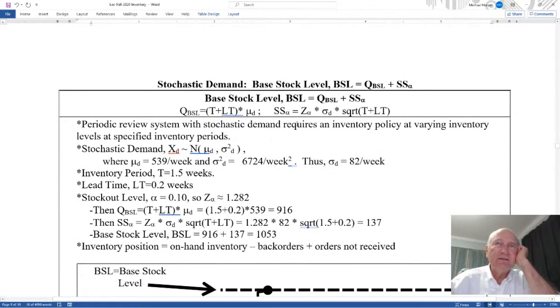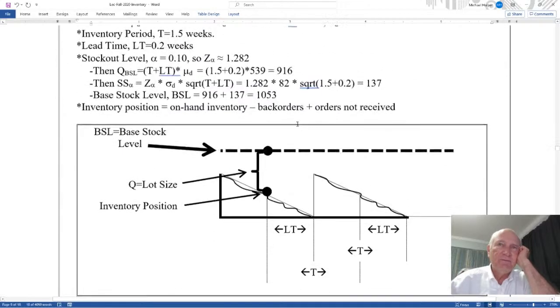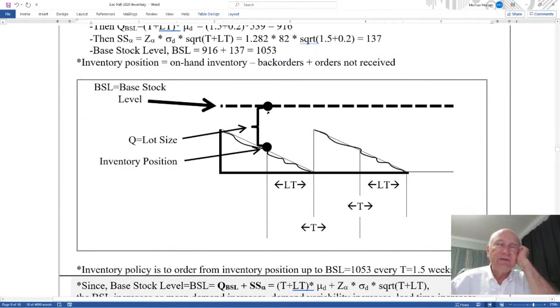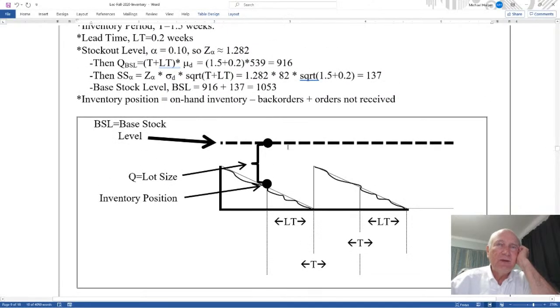Next is periodic review. Here's the concept. Remember, we have an inventory period T here. So in periodic review, every T time period we're going to place an order. With the periodic review system, we use something called a base stock level. The base stock level is just the level of inventory. It's part of your inventory policy.